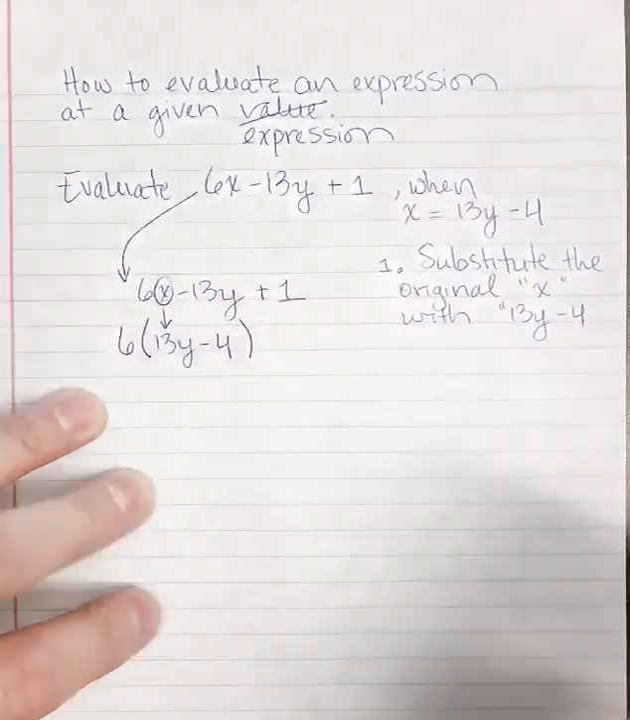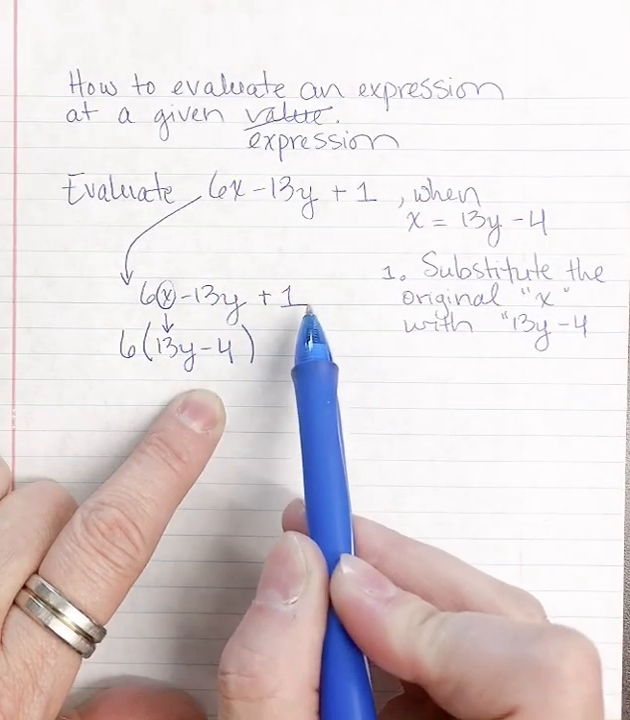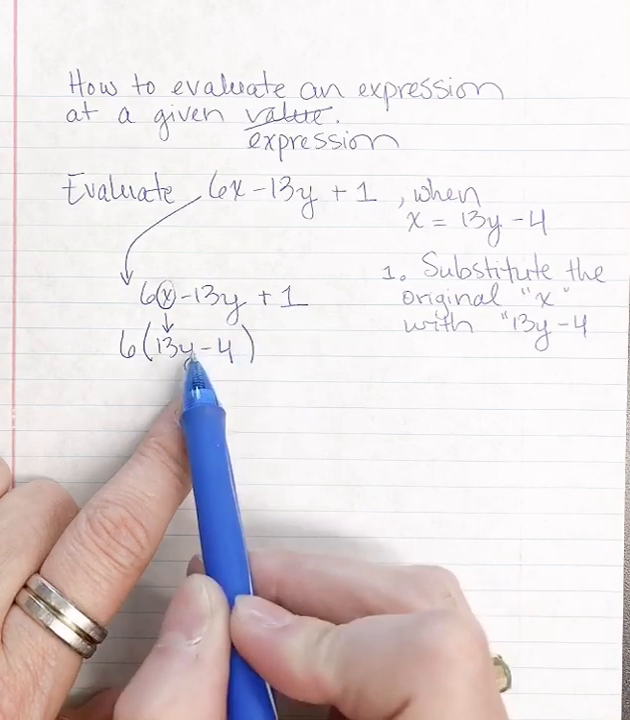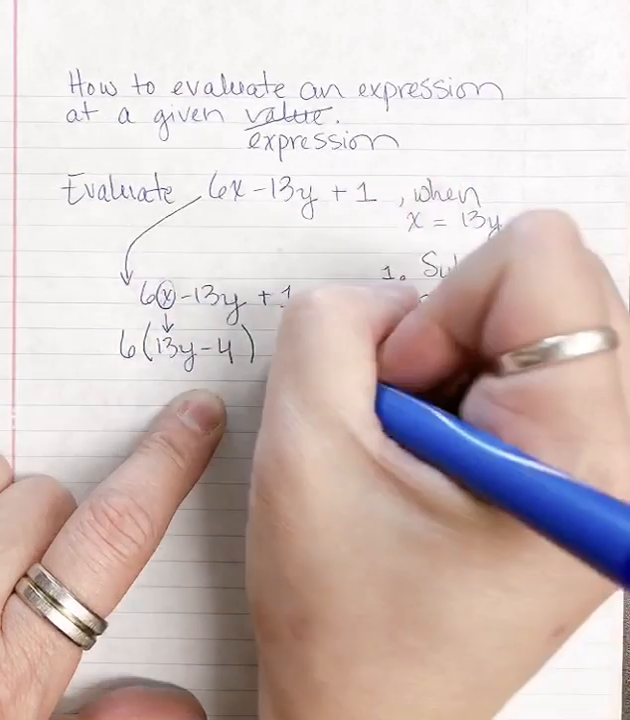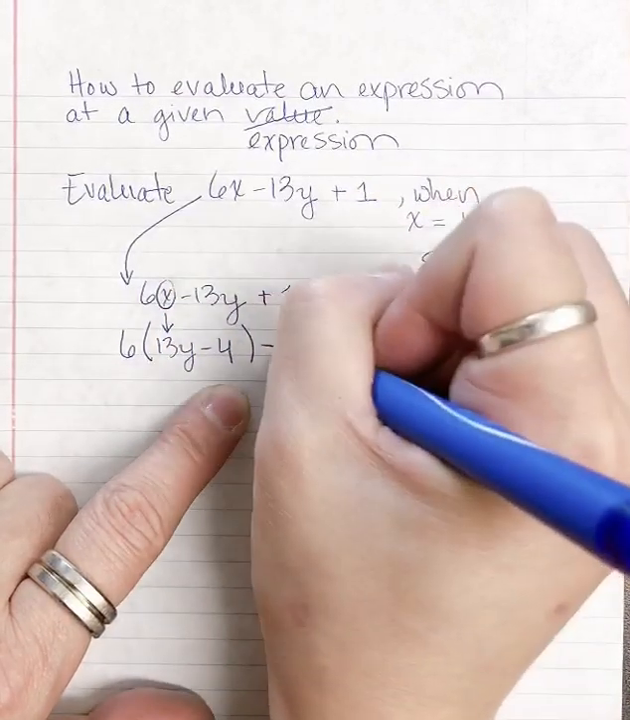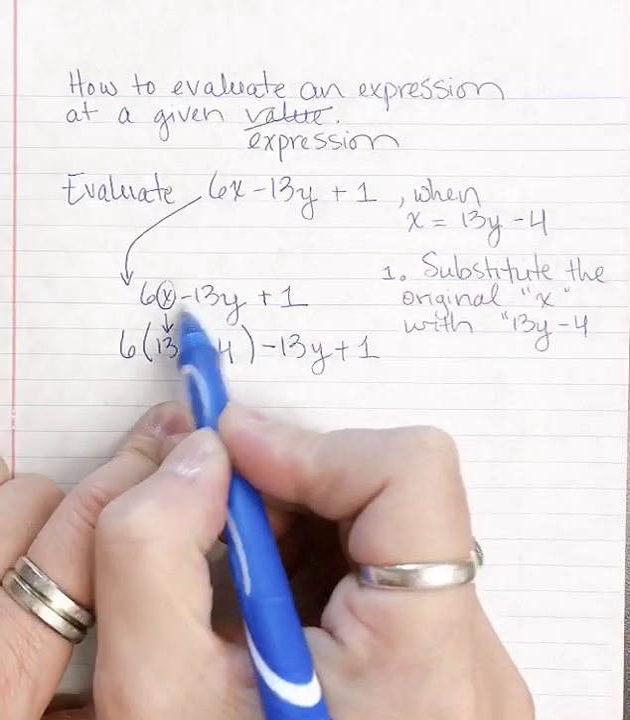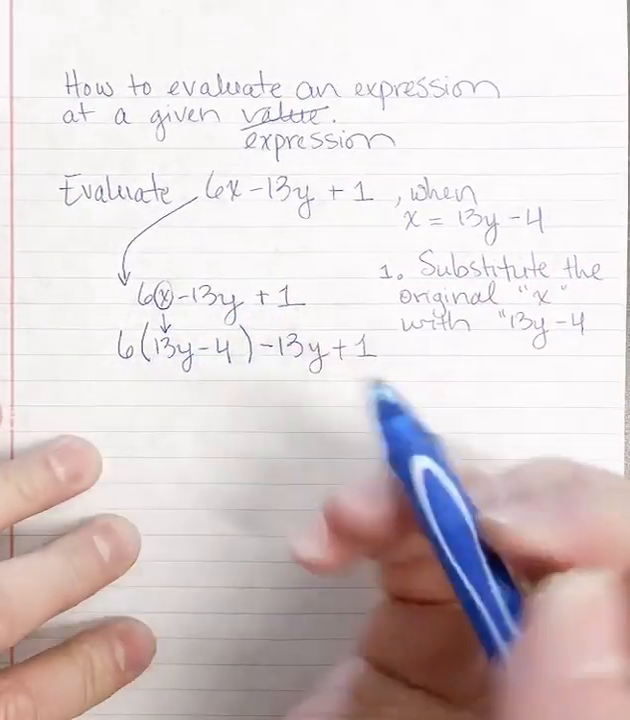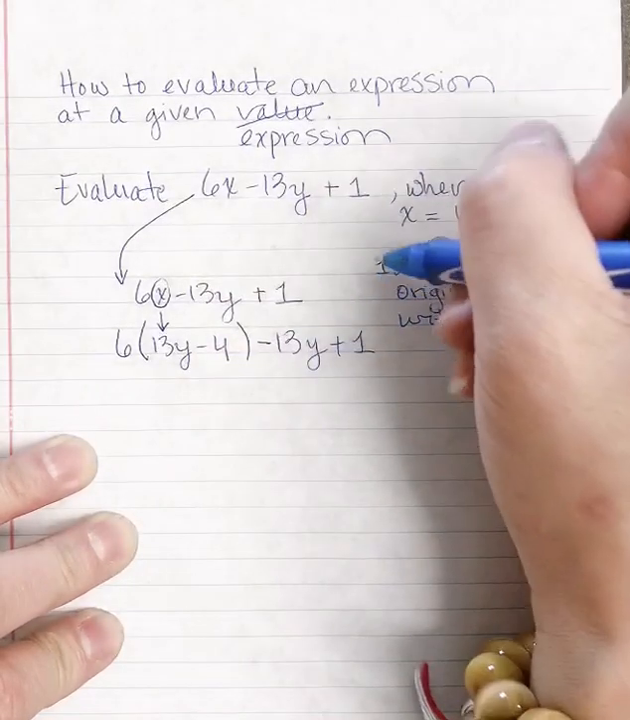So I'm substituted in. And then I continue the rest of my expression. Keeping in mind that wherever I find an x, it's going to be 13y minus 4. In this case, we only have one x, right? So, and then we continue our expression, 13y plus 1. Okay, so I write the rest of my expression. And then this looks like a mess, right?